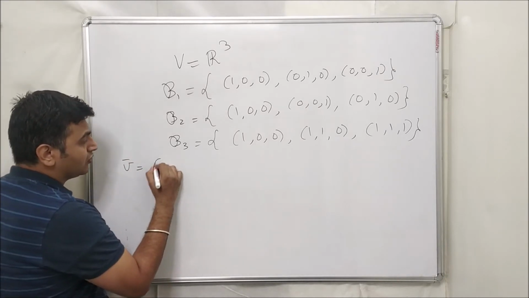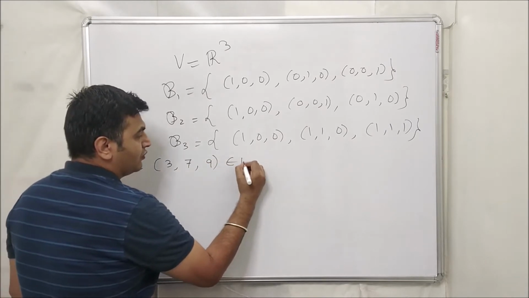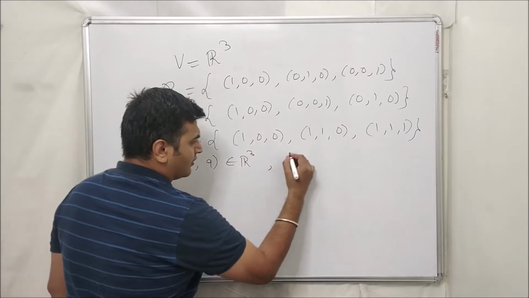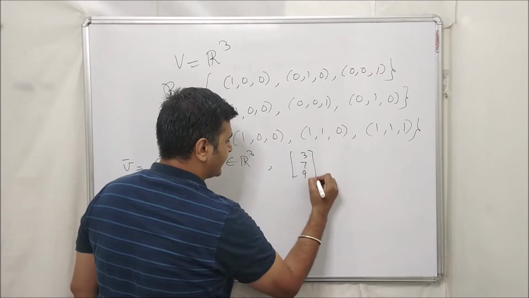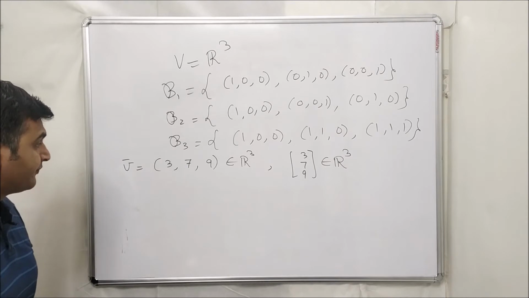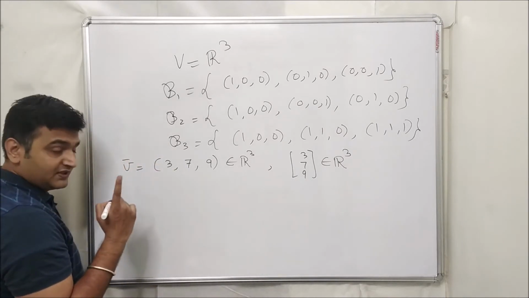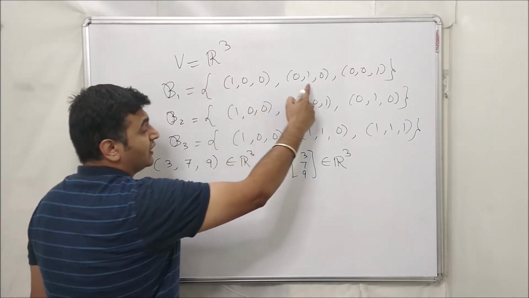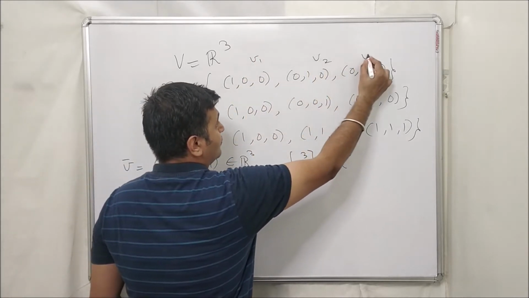Now let's take a vector in R3. Let's take V bar equal to (3,7,9). We know that this vector belongs to R3. Usually people write it in column form. If you don't like this way, you can also write it in row form. Both notations are okay, as you feel like. Let's use column as the notation. So the question is, you write your vector V bar as a combination of these three basis vectors. Let me call them V1, V2, V3.